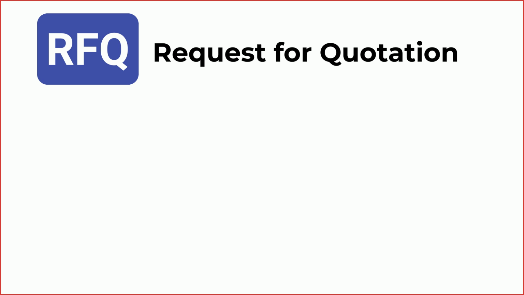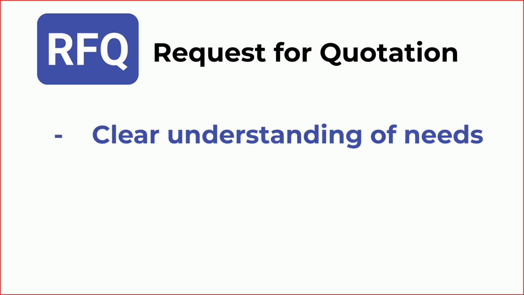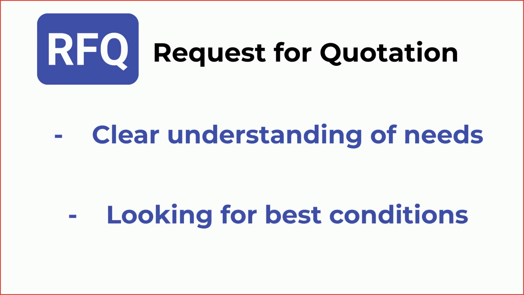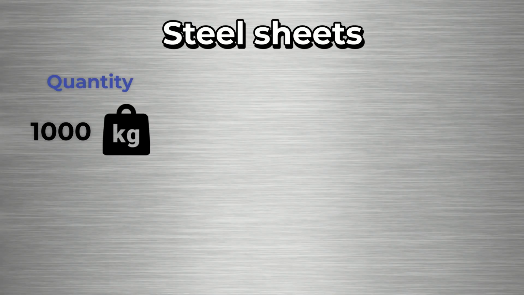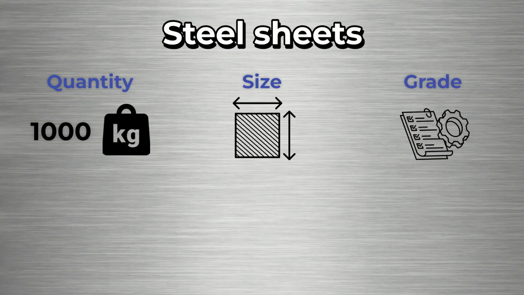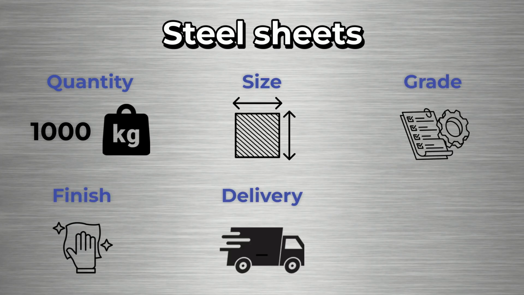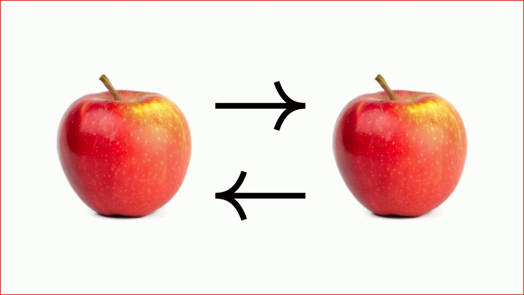Finally, RFQs are used when you have a clear understanding of what you're buying and just want to get quotes. Essentially, you're shopping for the best price for exactly what you want. For example, if you're purchasing raw materials for manufacturing, let's say 1,000 kilos of steel sheets, your RFQ might include exact specifications for size, grade, and finish, delivery requirements, and a deadline for the quotation. RFQs are simple but incredibly powerful when you're looking to compare apples to apples on pricing and terms.